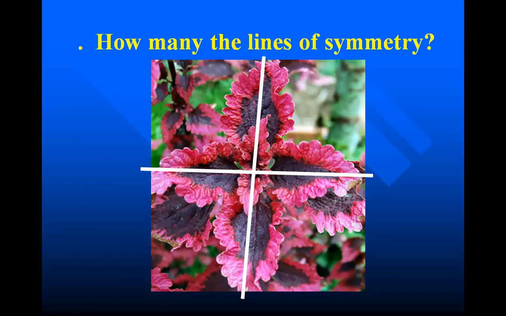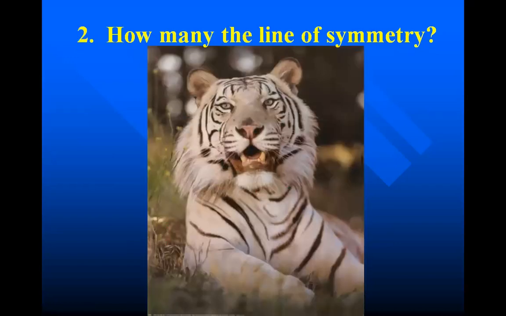Again, the definition of a line of symmetry is the line that divides the shape into two equal parts, like this. Another figure. How many lines of symmetry? If you want to answer, raise your hand. Muhammad, tell me. Yes, excellent. One line of symmetry.